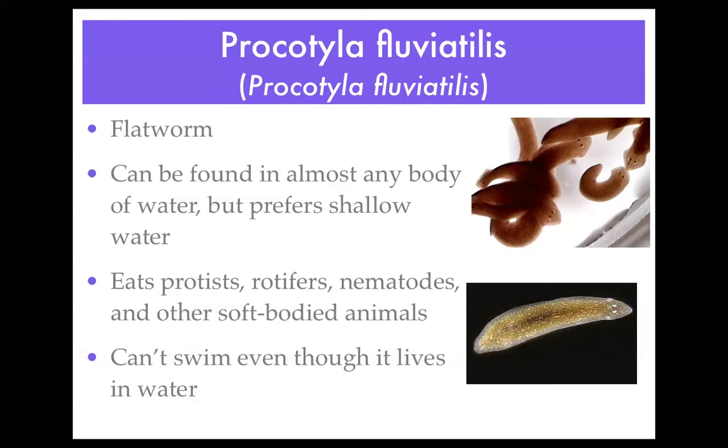These organisms can be found in almost any body of water, but they prefer shallow water since they're flatworms. They feed on protists, vertebrates, nematodes, and other soft body animals. An interesting fact is that even though they live in water, they can't swim. So they actually ooze out this weird substance, and they crawl on it rather than swim through water.